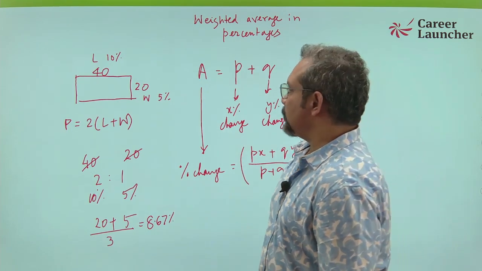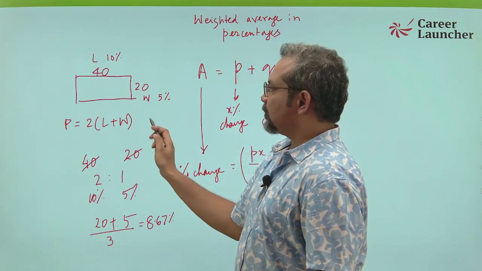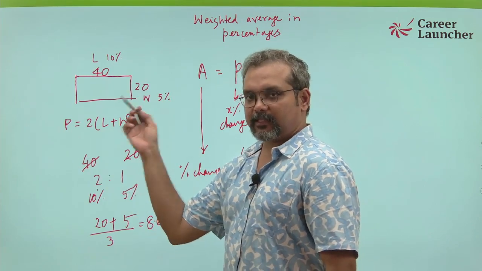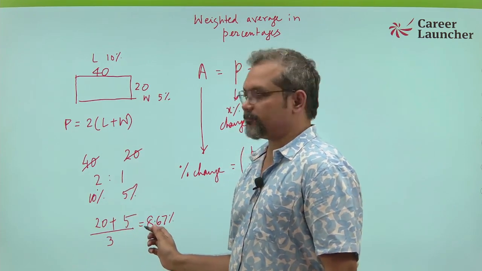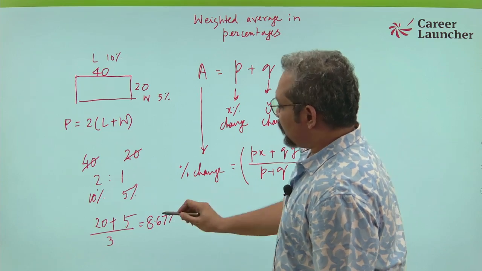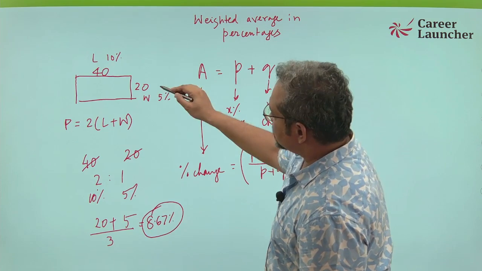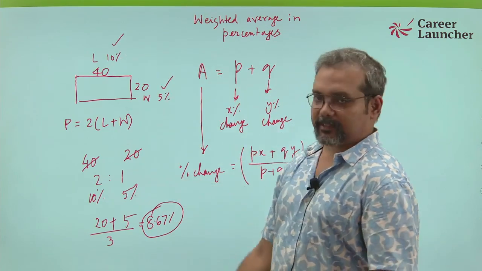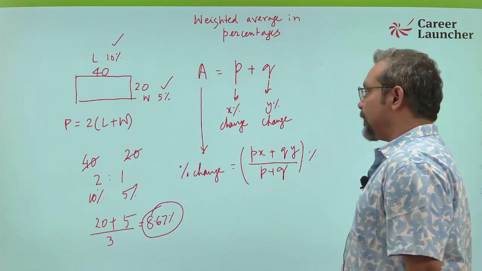I leave it up to you as a small exercise to calculate exact values of the new length, the new width, find the new perimeter, find the old perimeter, and then check whether you actually get this 8.67 or not. One thing, observe the concept of averages. The average value lies between these values, as it should be, between 5 and 10. Let us take another example and see how we apply it.